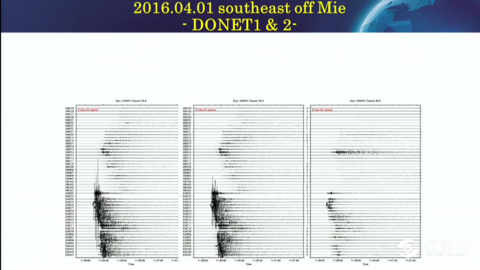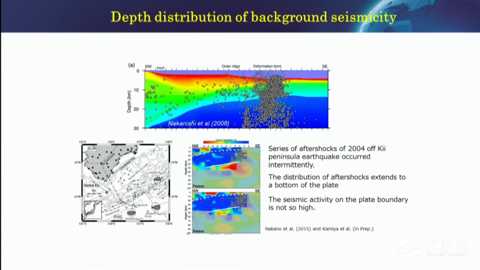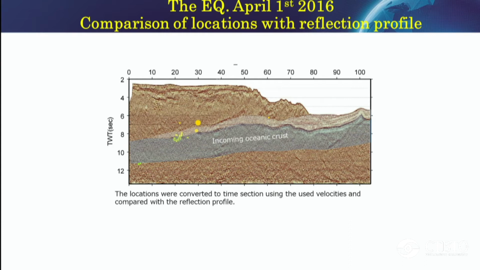So next slide. This is the depth distribution of the background seismicity here. This is our comparison of the location with the reflection profile. It's just the Philippine Sea plate boundary here. It almost all occurred along the Philippine Sea plate boundary. This is very significant, important information to understand the next megathrust earthquake of the Nankai Trough.